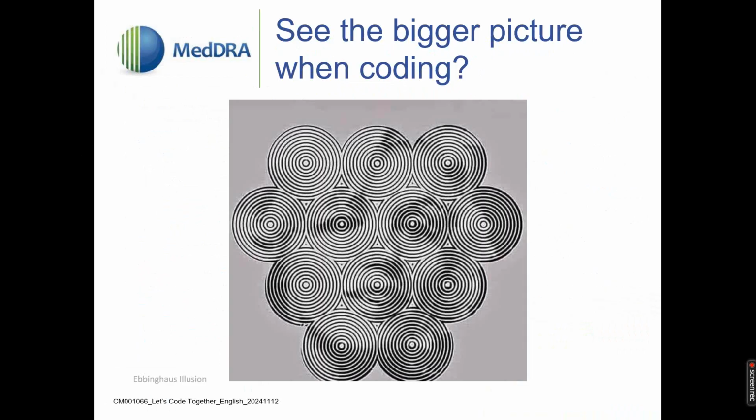Hopefully, we don't have a poll to ask what you see, but hopefully you'll all be able to see a face. And so coding is very much like this. It's not an exact science, you do have to consider the bigger picture. And sometimes we have different perspectives on a term. So you can see this picture from different perspectives, you get a different overall image.